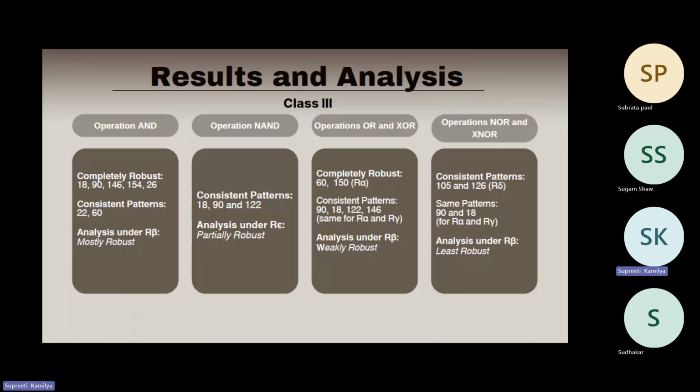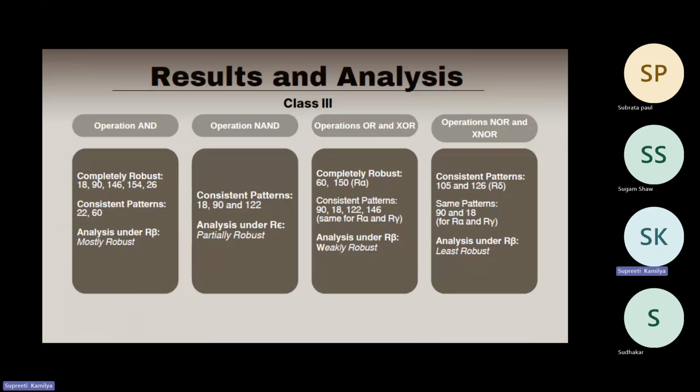For operations OR and XOR, rules 60 and 150 seem to be completely robust for OR. And there are consistent patterns for 19, 18, 122, and 146. This is the same for both OR and XOR operations. So we analyze this entire rule set to be weakly robust.